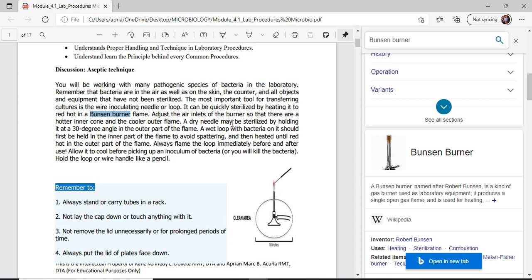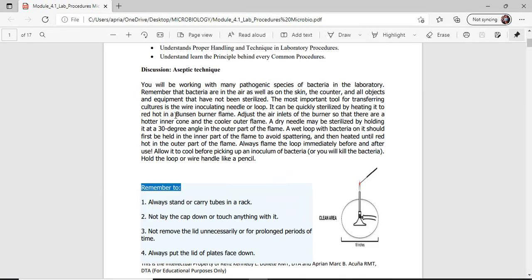Okay, a dry needle may be sterilized by holding it at a 30-degree angle. So this is the 30-degree angle. So yung mga kamot, you will be holding it like that, okay, in the outer part of the flame. A wet loop, okay, with bacteria on it should be held in the inner part of the flame, okay, to avoid splatter.